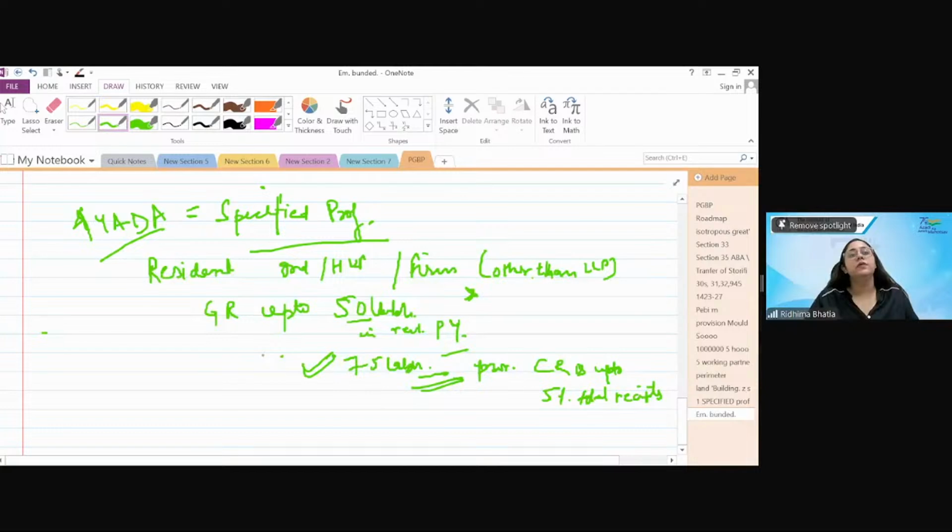Whenever you're using the term 44 ADA, please stick to gross receipts. When you're using 44 AD, you can use turnover and gross receipts both. Okay? So business के case में both terms can be used, but profession के case में only gross receipts is used.